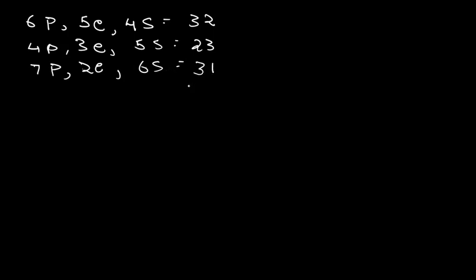Now you have to find the cost of one pen, one eraser, and one sharpener. How can you find it? It is easy. It is a problem in three variables. You can simply write the equations like this: 6p plus 5e plus 4s, and 4p plus 3e plus 5s, and 7p plus 2e plus 6s. We have three variables and three equations.